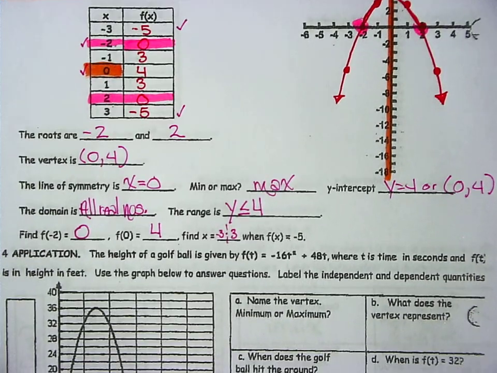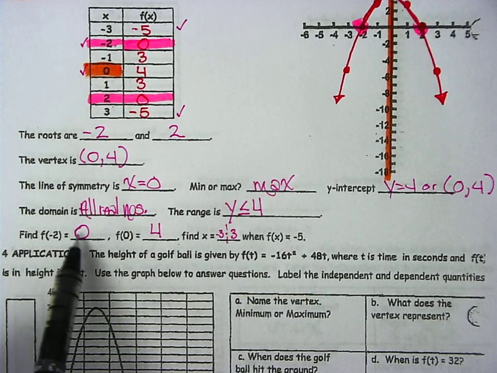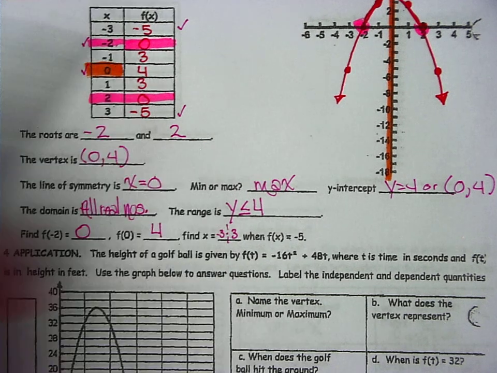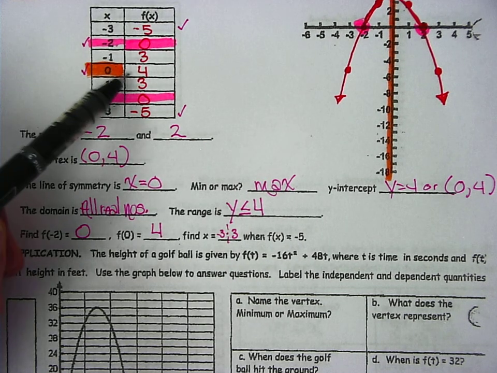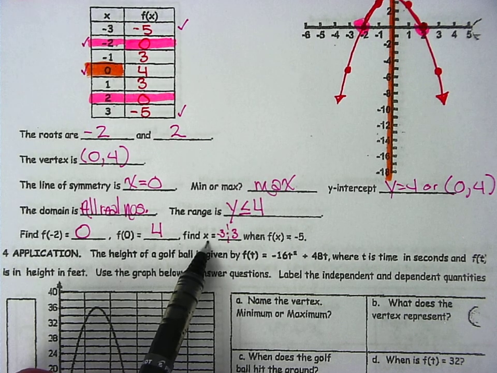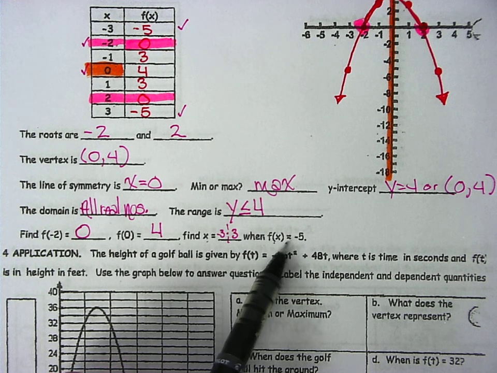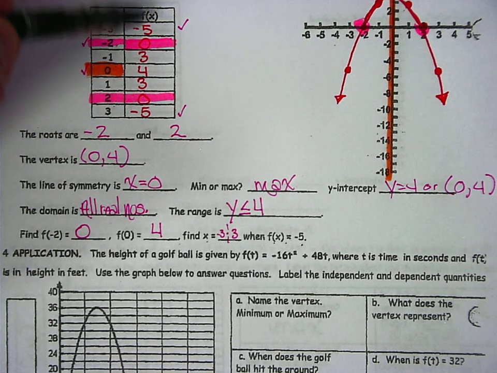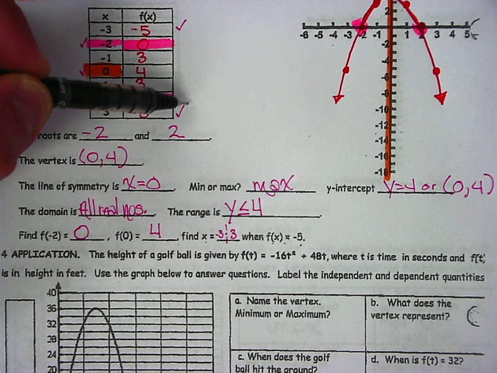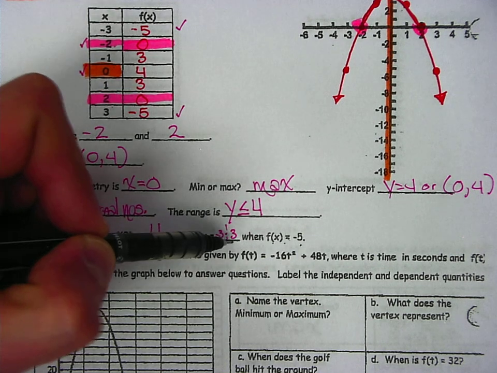Using my table again, when x is -2 on my table, I get a 0 for an answer. I see that right here. When x was 0, right here, I get a 4. And then they want to know what are the two x values when that gives me -5s. I get -5s right here at -3, and once again down here at +3.